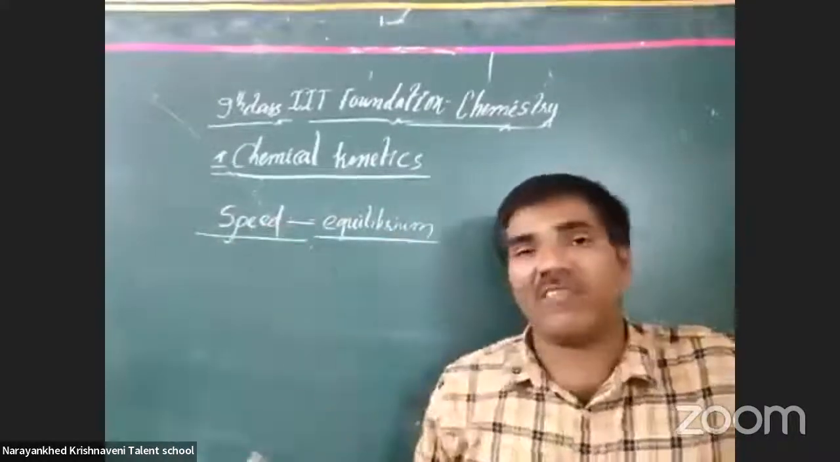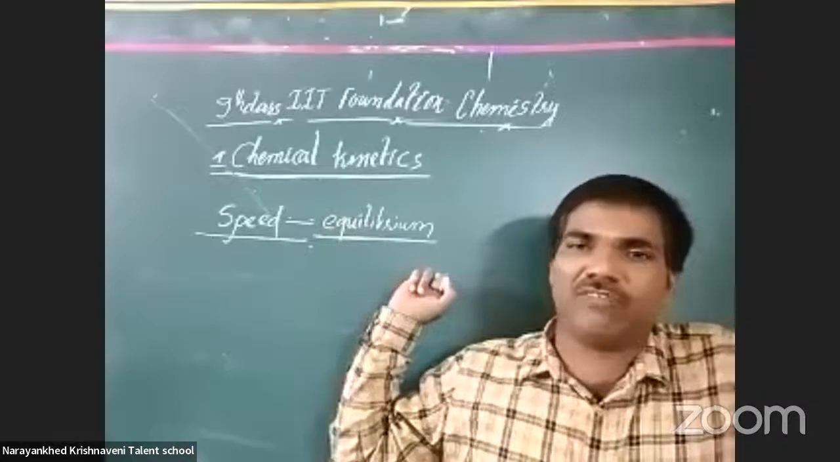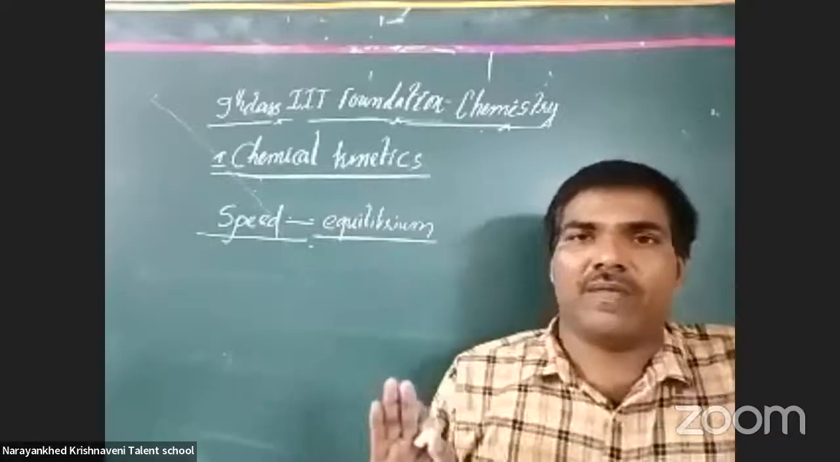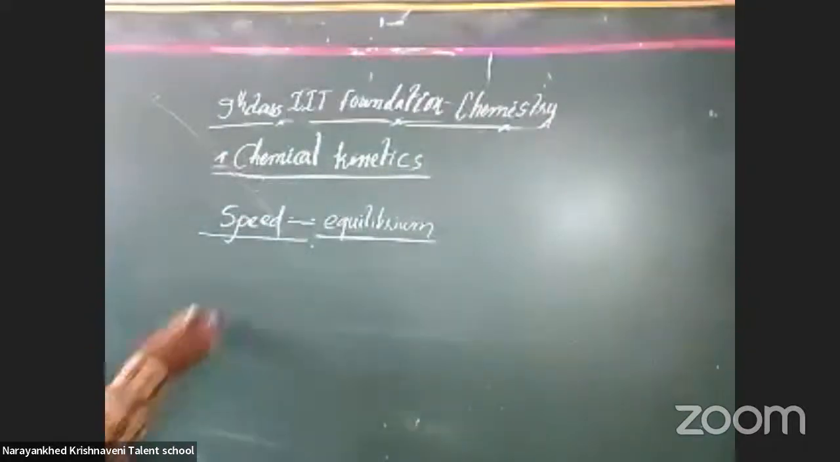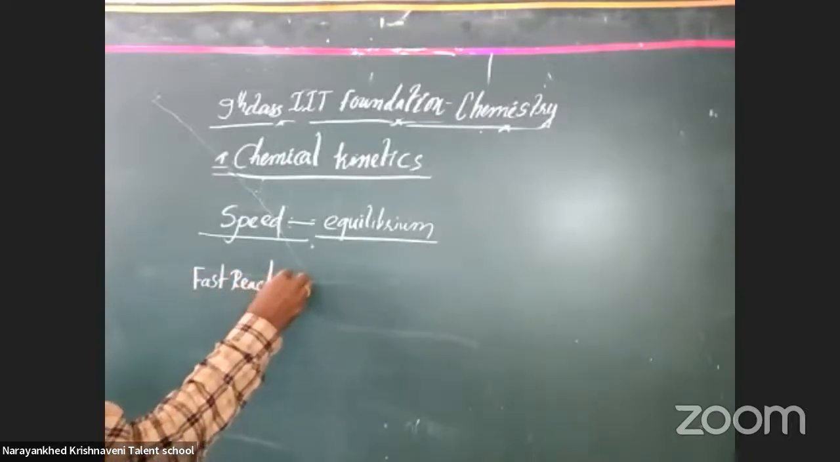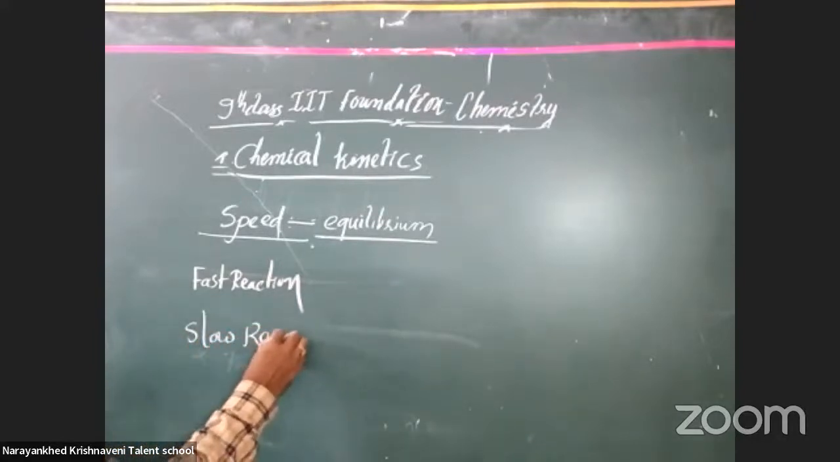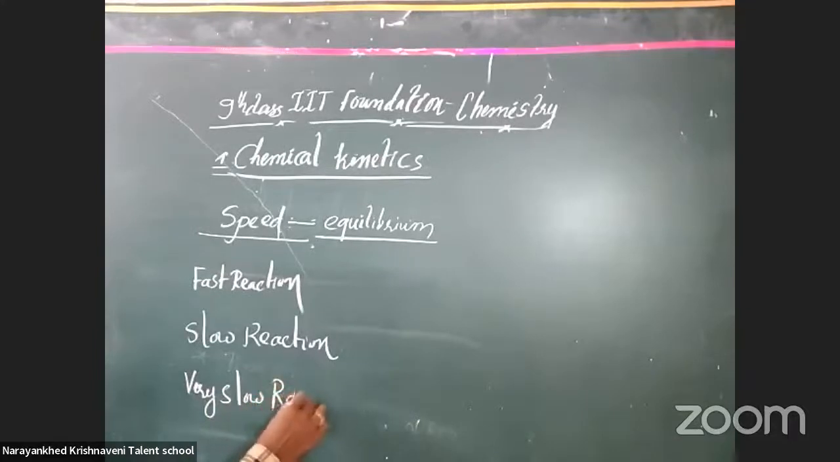Yes, and based on the speed, some reactions are going on. Based on the speed and equilibrium, our chemical reactions are classified into three types. What is that, you know very well already, based on the speed: fast reaction, the next one is slow reaction, and as well as very slow reaction. Three types based on speed, and also based on equilibrium.